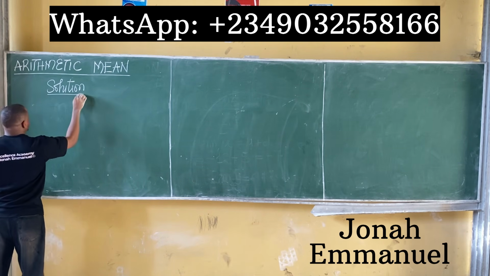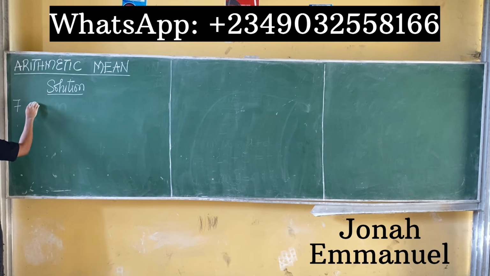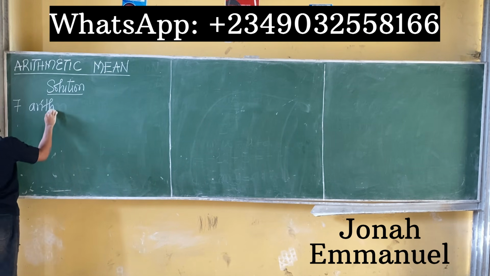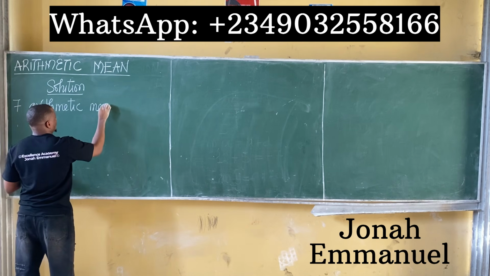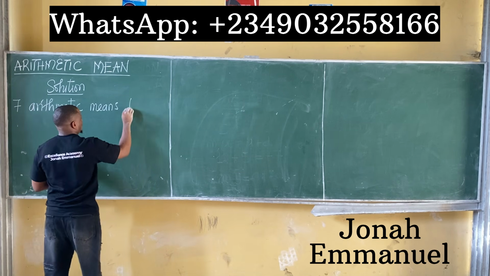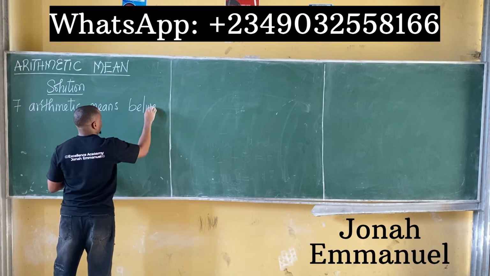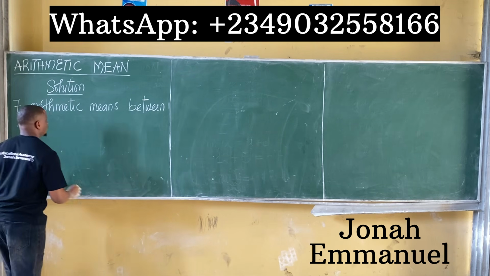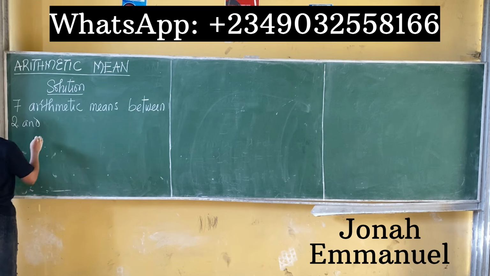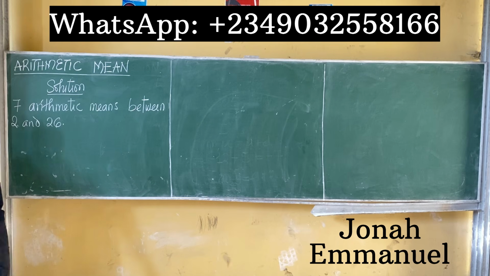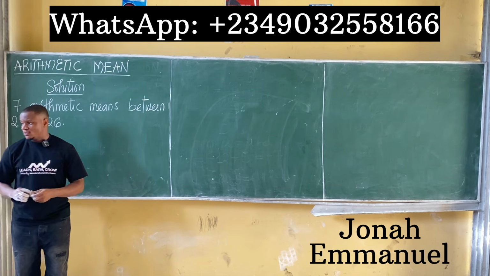7 arithmetic means between 2 and 26. All right, let's solve that question. So how do we solve that question? What do we do?